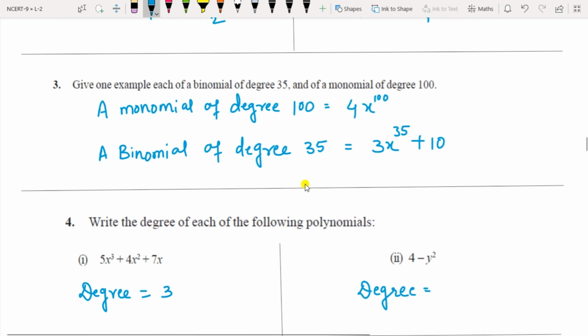Question 3 is about, you have to write an example of a binomial of degree 35 and a monomial of degree 100. So I am writing here first the monomial with degree 100, this is the term, only one term with degree 100, and binomial with degree 35. So these are two terms here and with degree 35. These are two examples. You can write any example.